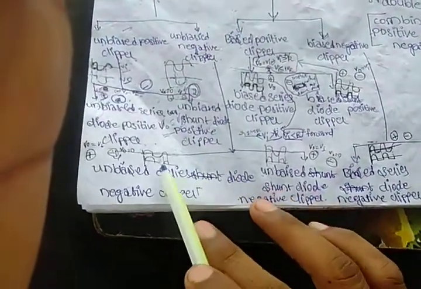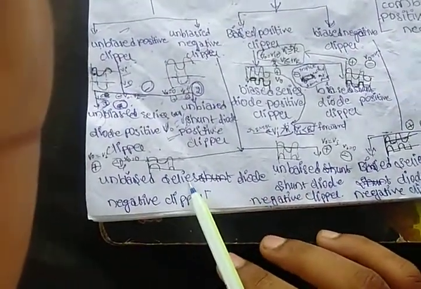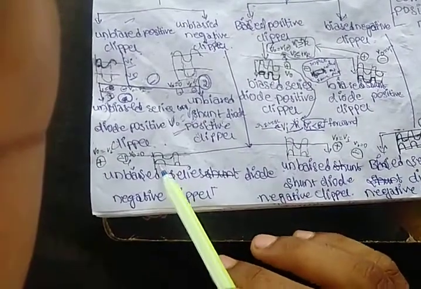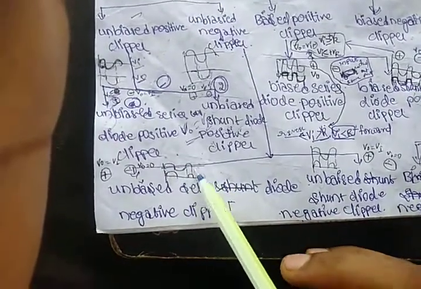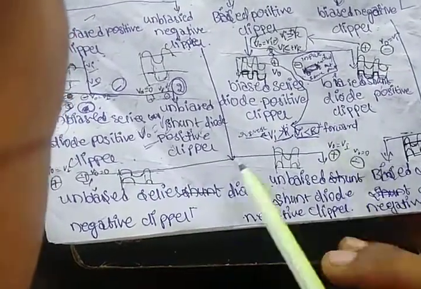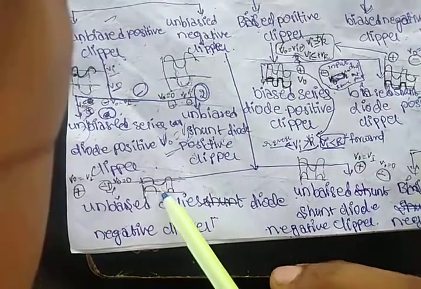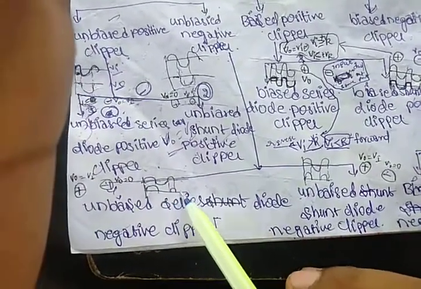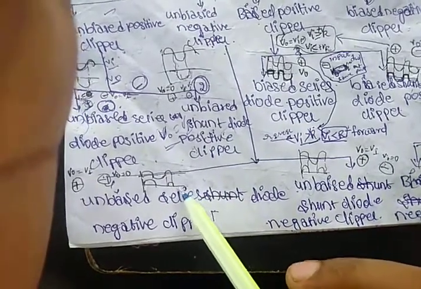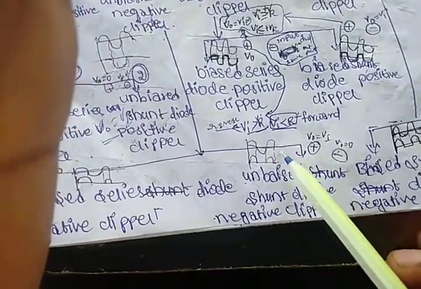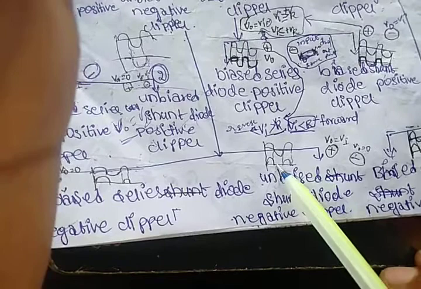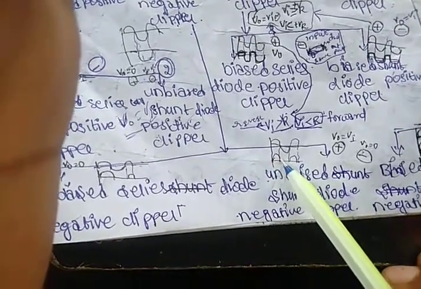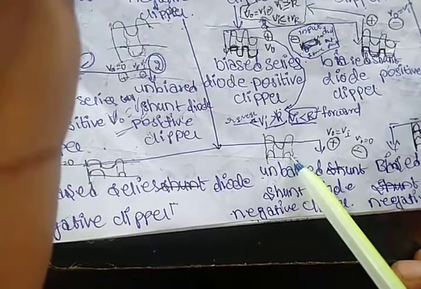You have observed these two now, so now we discuss the unbiased series negative clipper. When we apply the input, this is the waveform, and this is the same waveform. We get the output where the positive half is the same and the negative half gives no output. The same holds in this one also: the positive half is the same and the negative half is no output.